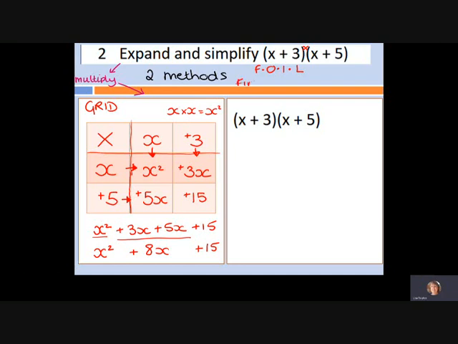So we have first, that's what the F represents. Then you have the outer. Then you have the inner. And then you have the last one. So it gives you an order to do the multiplication in. Okay. So the first one would be this one. So that would be the x times the x. So it's just the same calculations we did in the grid.